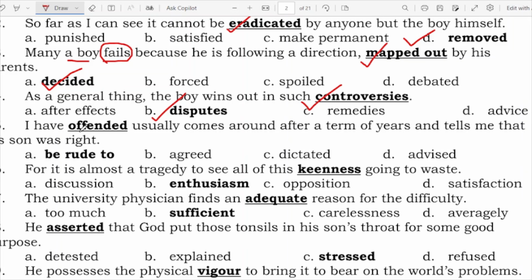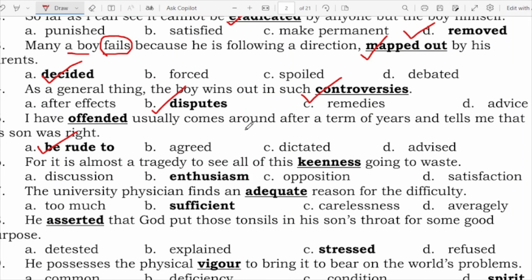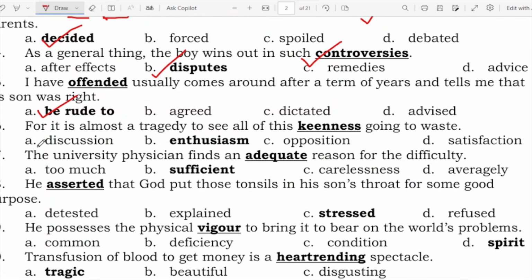25. I have offended. Offended means to be rude to. That is usually come around after a term of years and tells me that his son was right. 26. For it is almost a tragedy to see all of this keenness. This is a complete course for the preparation of part 2. You can learn all these word synonyms to get good marks in the exams. Okay? 26. For it is almost keenness, enthusiasm.